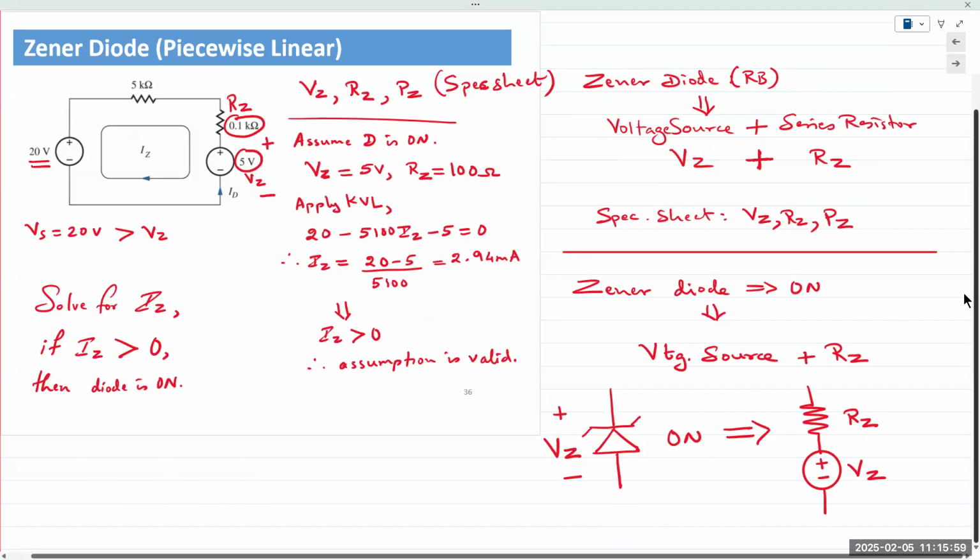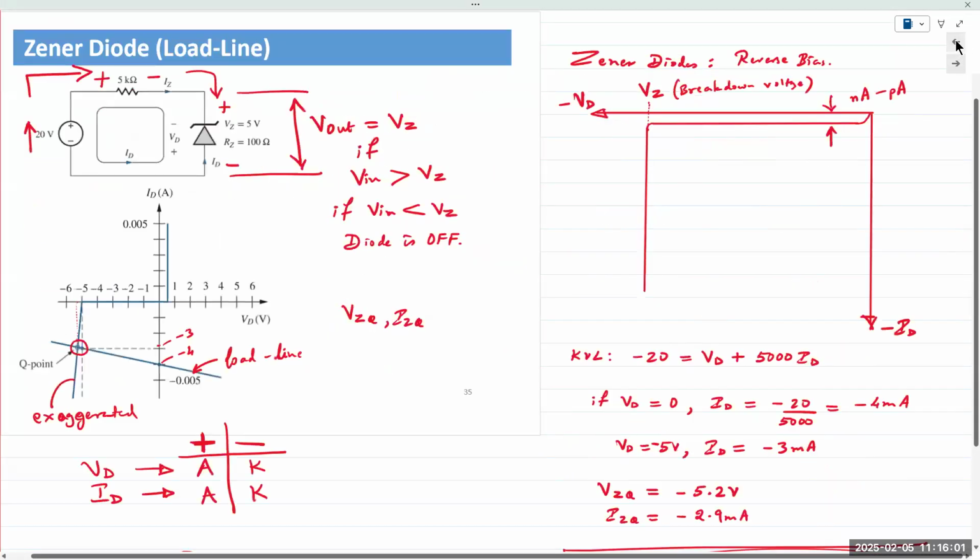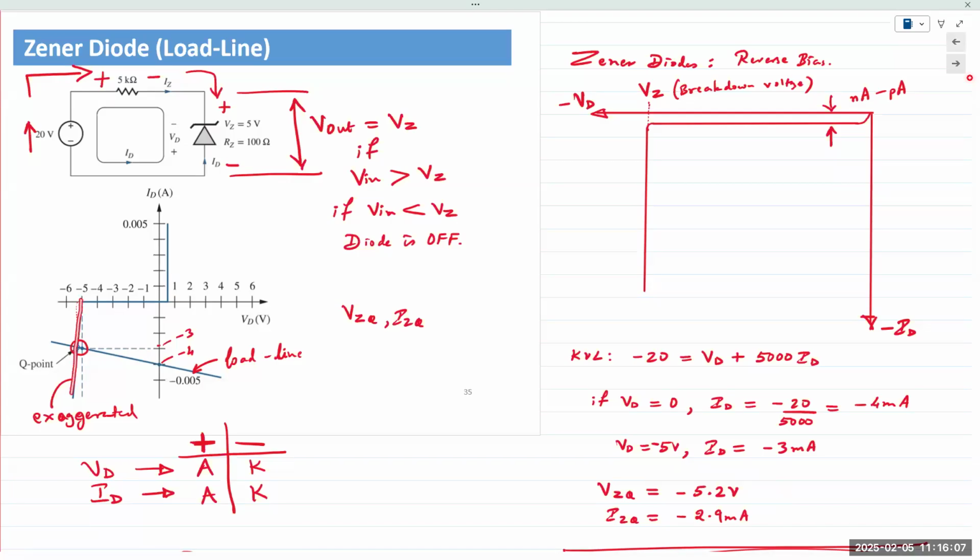The Zener diode, the load line right here, that was because the slope is exaggerated right here. That's why. If it was a completely vertical line with no slope, then we'd say it's 5 volts, right? But this is slightly exaggerated just to be able to find a value.